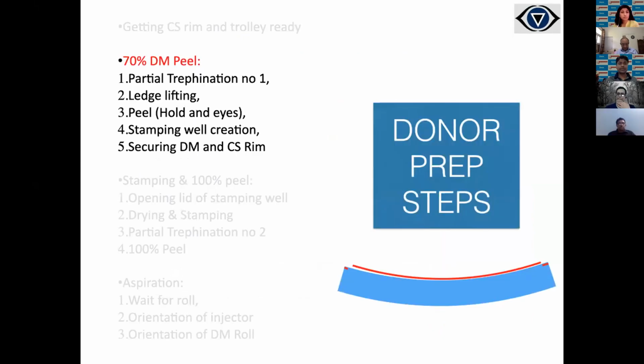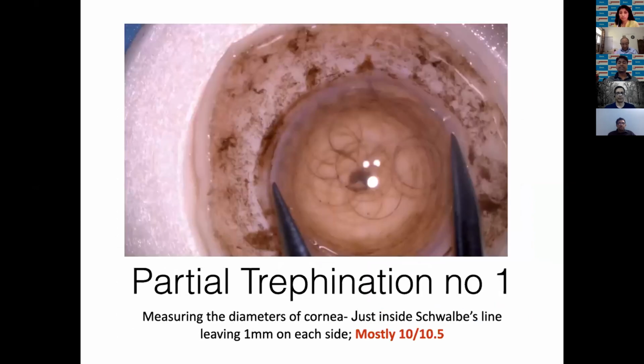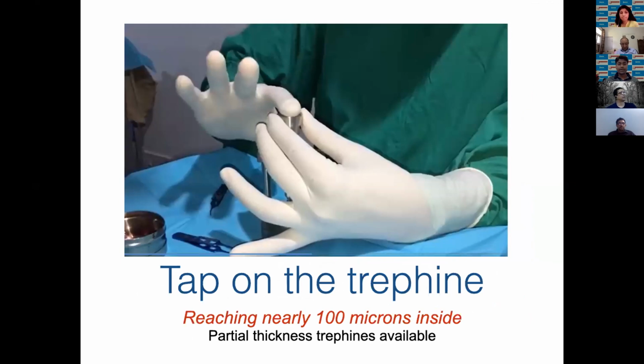So once your CS rim or donor is ready, you do your first trepanation, the peripheral trepanation. You just measure it. Most of the time it is around 10 to 10.5 millimeters. So you do this trepanation. Important here, the pearl is you don't go full thickness. You have to tap it. The basic idea is to go around 75 to 100 microns into the donor graft.